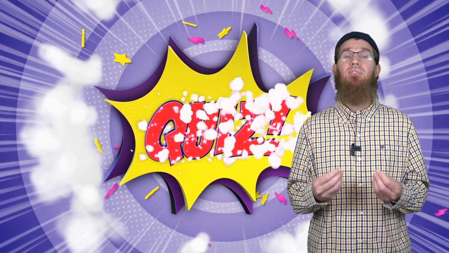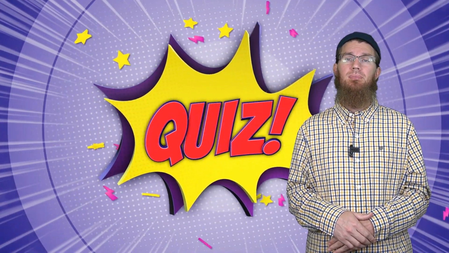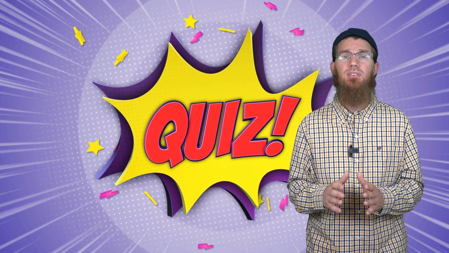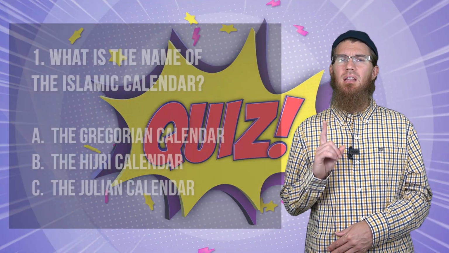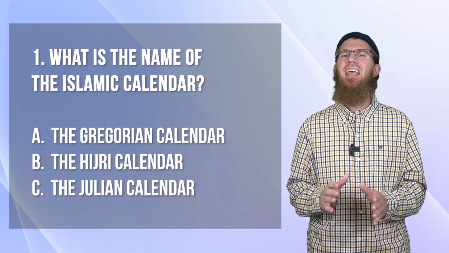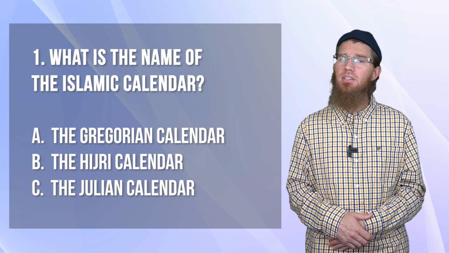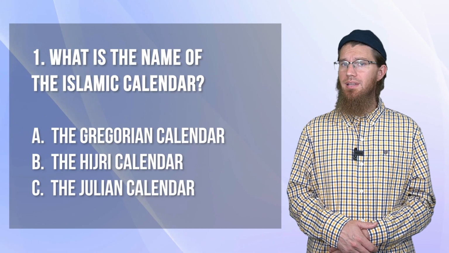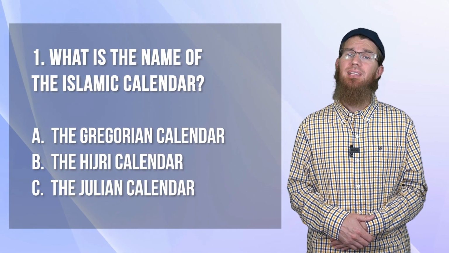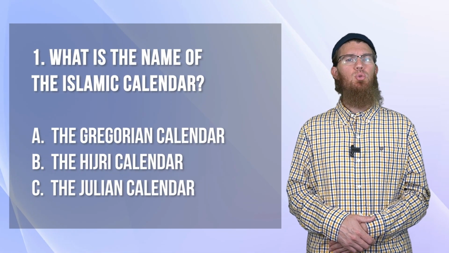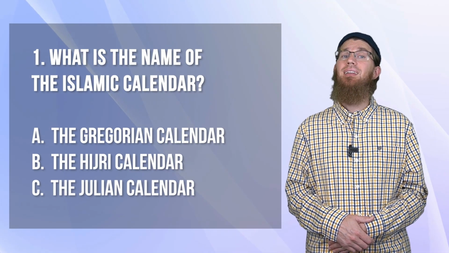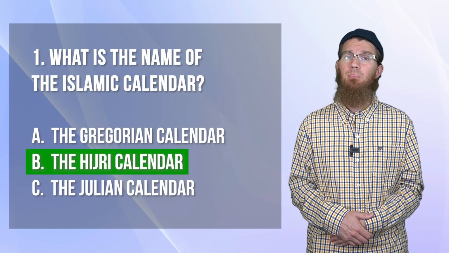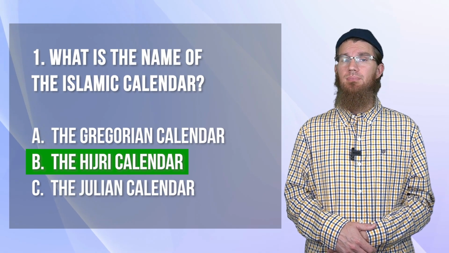So now that we've learned about months and calendars, it's time for a pop quiz. See if you can properly answer the following questions. Number 1, what is the name of the Islamic calendar? A, the Gregorian calendar, B, the Hijri calendar, or C, the Julian calendar? The correct answer is B, the Hijri calendar.